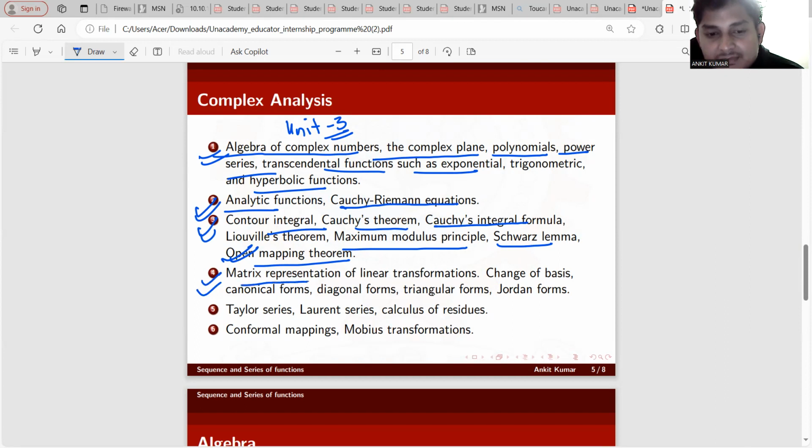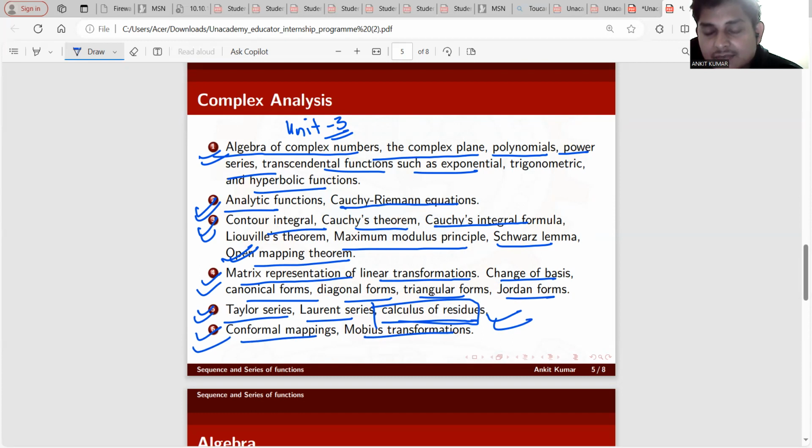In the fourth part, matrix representation of linear transformations, change of basis, canonical forms, diagonal forms, triangular forms, and Jordan forms. In the fifth part, I will cover Taylor series, Laurent series, and calculus of residues, which is a very important topic of this program. After that, I will cover conformal mapping, Mobius transformations, and many more. On this basis, I will take 20 lectures, and I will also cover the previous year questions.